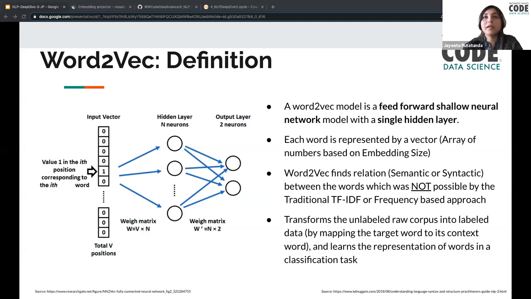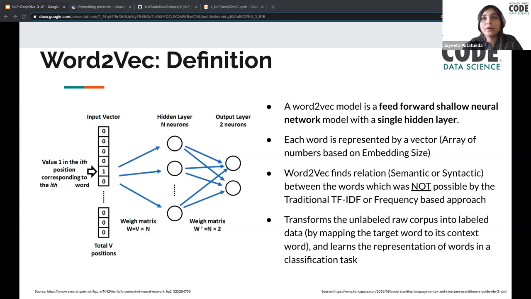From there we can build up and utilize any bigger models that come into existence from the big companies. So Word2Vec finds the relation, the semantic as well as the syntactic, between words, which is not possible with the traditional TF-IDF or frequency-based approaches, because they do not retain the meaning of the documents or the words that we pass through them. It transforms the unlabeled raw corpus into labeled data and maps it to the target word based on the context word. We will see how in some of the next steps. It then learns the representation of words in a classification task.